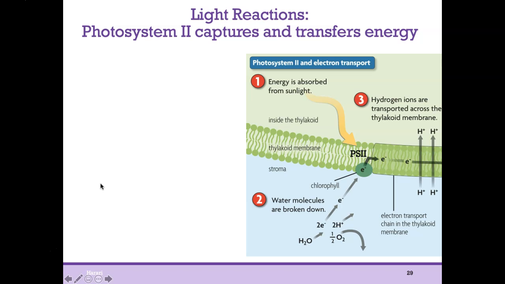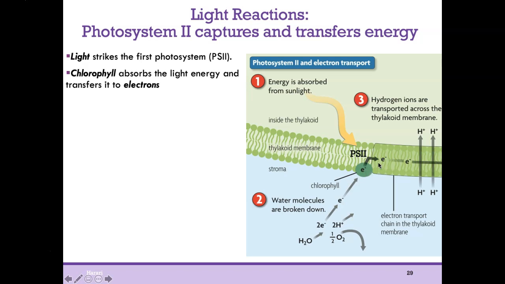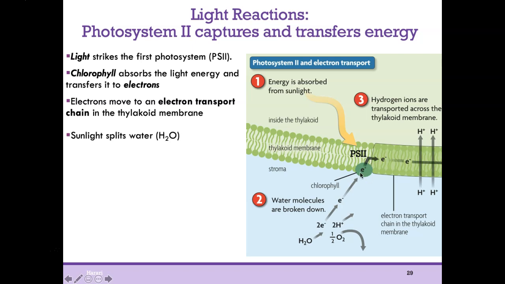So photosynthesis begins in the cluster of pigment molecules of photosystem 2. So it might seem illogical, but the photosystem that was first discovered was actually photosystem 1. But photosystem 2 is where photosynthesis actually begins. So light from the sun will be absorbed by the chlorophyll in photosystem 2. And chlorophyll will absorb that light energy and transfer it to a special pair of electrons. Those excited electrons can then move to an electron transport chain in the thylakoid membrane. We'll talk a lot more about that.